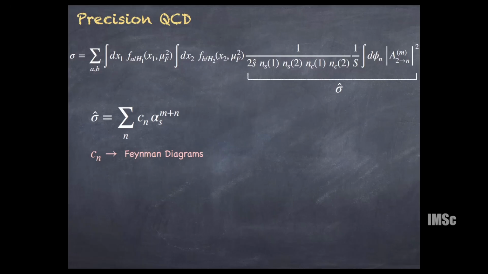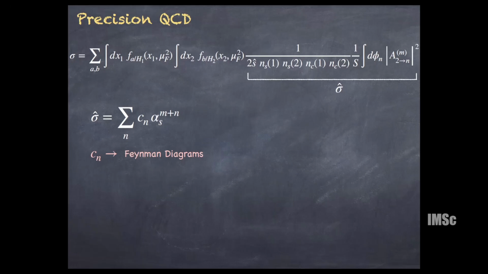I'll be mostly focusing on this part because it can be calculated perturbatively. This is a non-perturbative input in this result, but their evolution you can improve by perturbative calculations. And this partonic cross section you can calculate perturbatively. It is a mixture of short distance and long distance physics. You can expand this partonic cross section in powers of the strong coupling, and these coefficients can be determined by using Feynman diagrams.